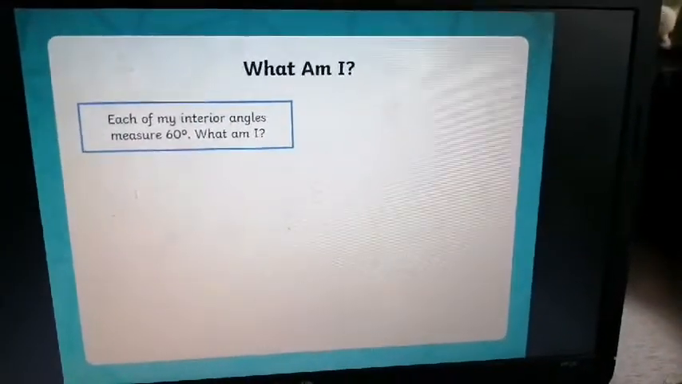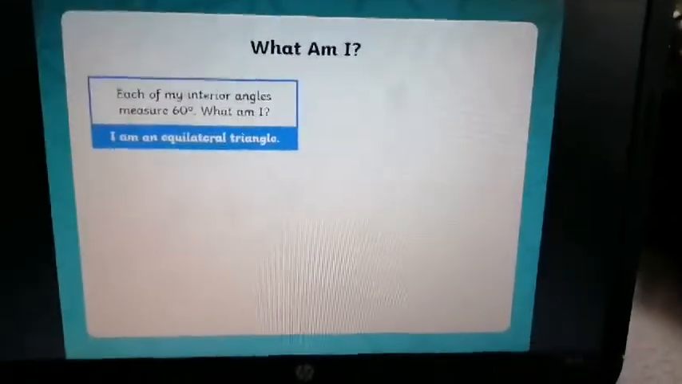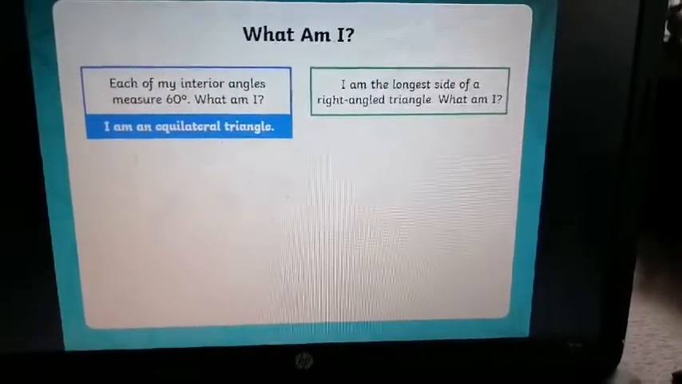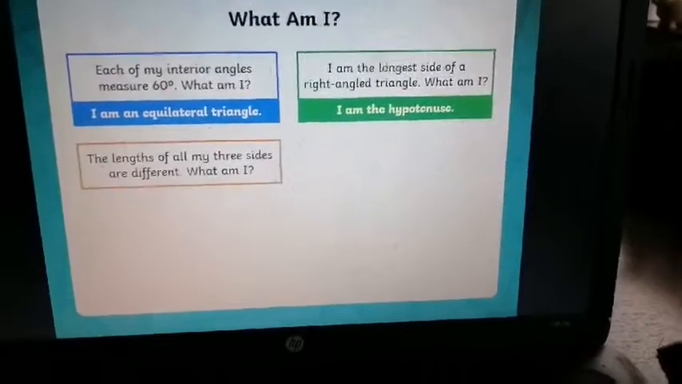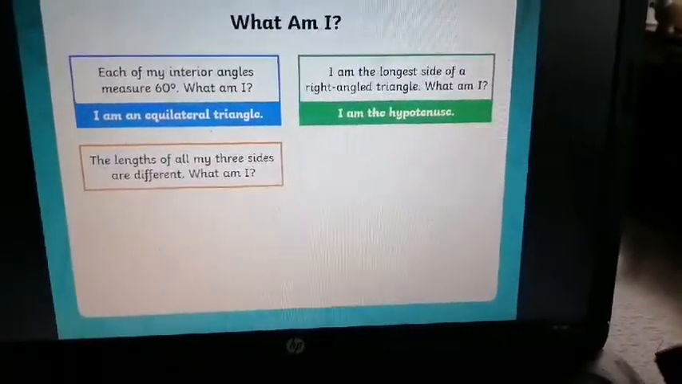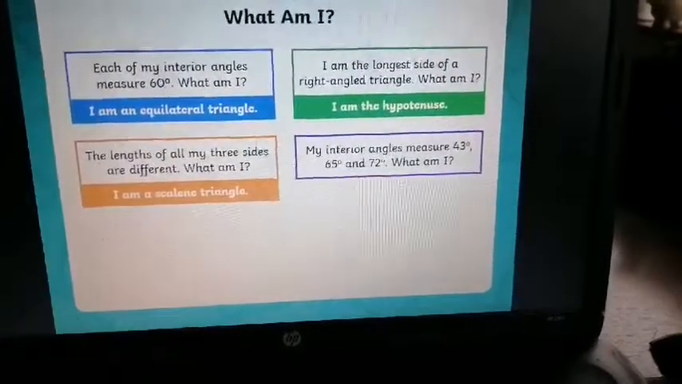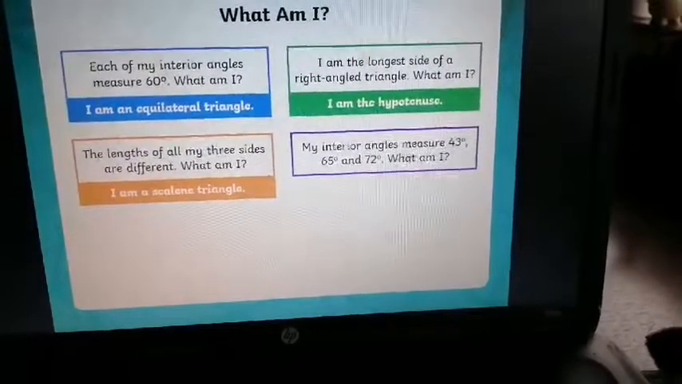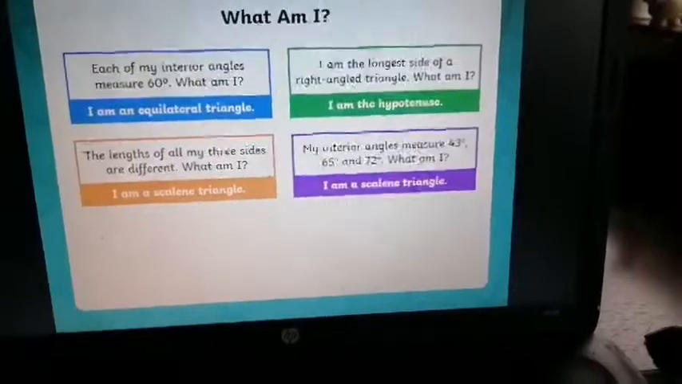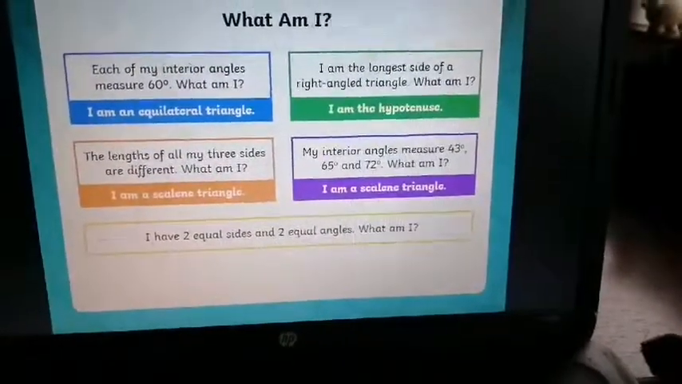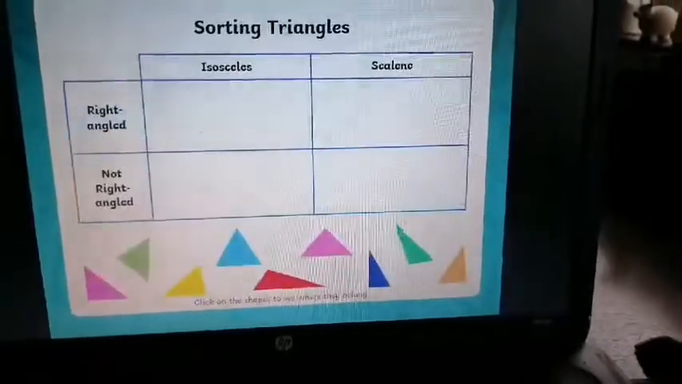Now, what am I? Each of my interior angles measures 60 degrees. What am I? I'm an equilateral triangle. I'm the longest side of a right angle triangle. What am I? I am the hypotenuse. The lengths of all my three sides are different. What am I? I'm a scalene triangle. My interior angles measure 43 degrees, 65 degrees, and 72 degrees, so all different. What am I? A scalene triangle. I have two equal sides and two equal angles. What am I? I'm an isosceles triangle.